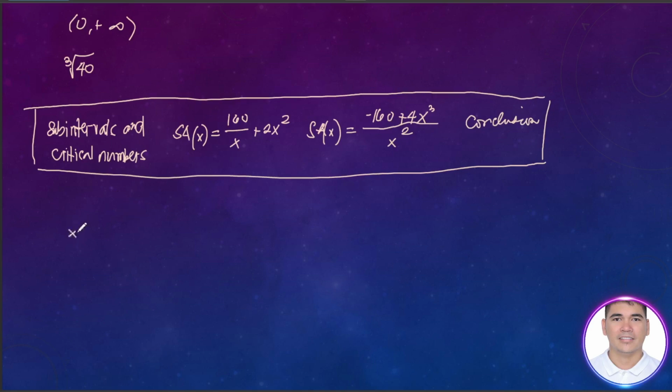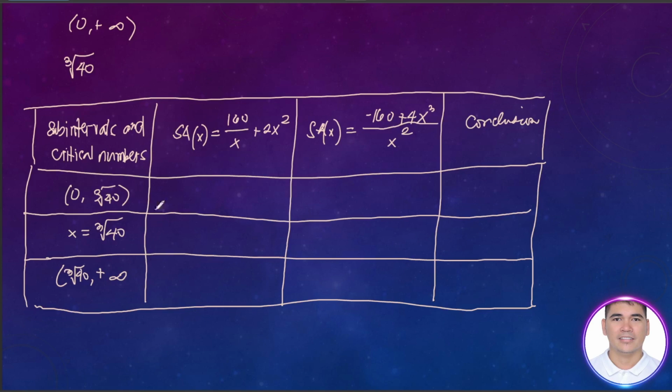So yung gitna natin is cube root of 40. Tapos yung una is 0 and cube root of 40, since that is our critical number. Then here we have cube root of 40 and the positive infinity. So ayan.